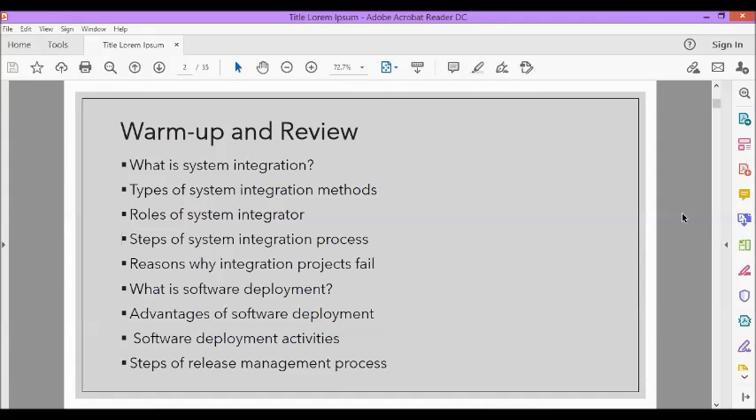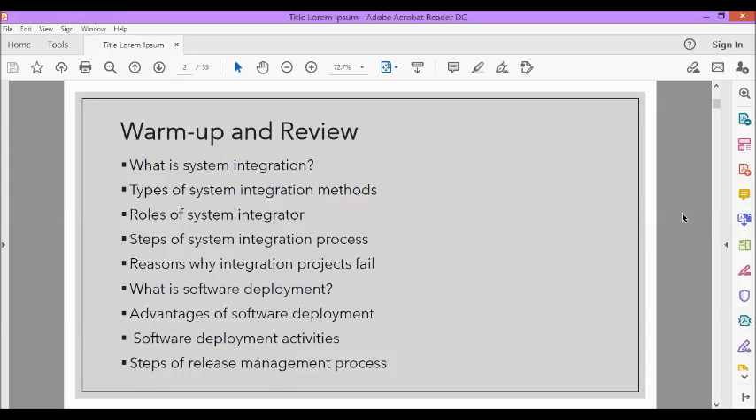So last meeting, we have discussed the following. What is system integration? It is a process of bringing together the component subsystems into one system and ensuring that the subsystems function together as a system, and in information technology, the process of linking together different computing systems and software applications physically or functionally to act as a coordinated whole. The different types of system integration methods are as follows: vertical integration, horizontal integration, star integration, and common data format.